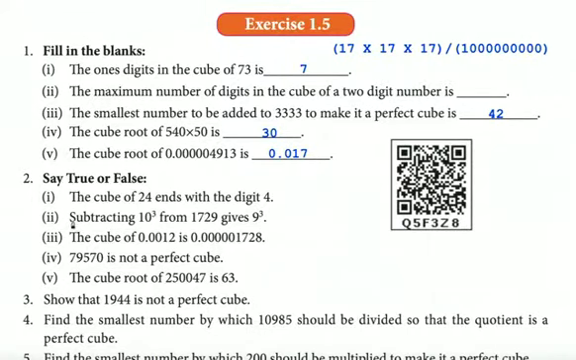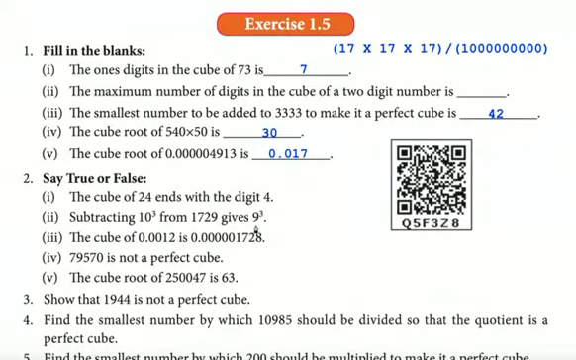Fine. The cube of 24 ends with the digit 4. Yeah, that is correct. 4 4 is 16, 16 4 is 64, ends with 4. Subtracting 10 cube from 1729 gives 9 cube. Oh, that is also perfectly correct. That is what Ramanujan told once to his professor. Right?